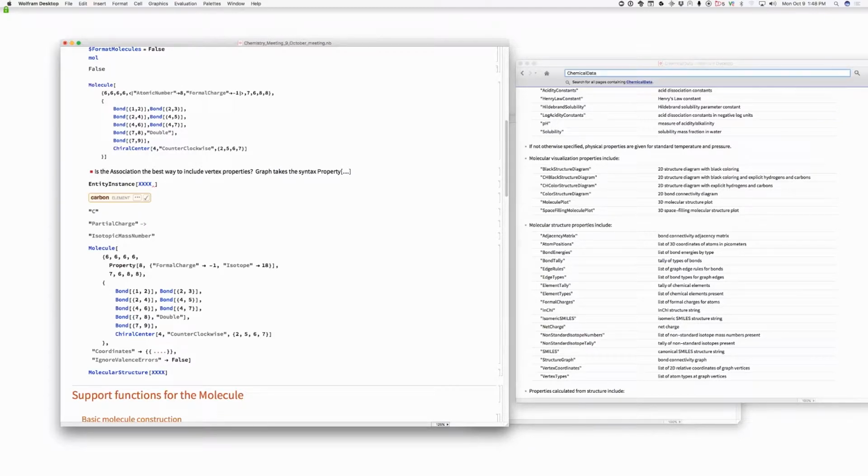First of all, is it always a molecule? No. Sometimes if it has a charge, it's not technically a molecule by IUPAC standards. And if it's a disconnected structure, it's not technically a molecule by IUPAC standards.